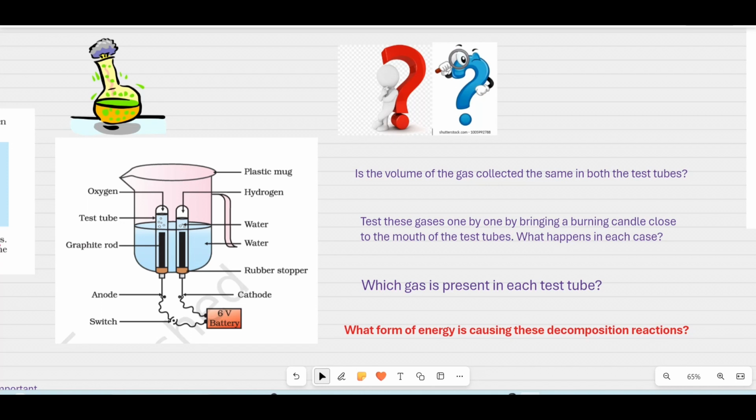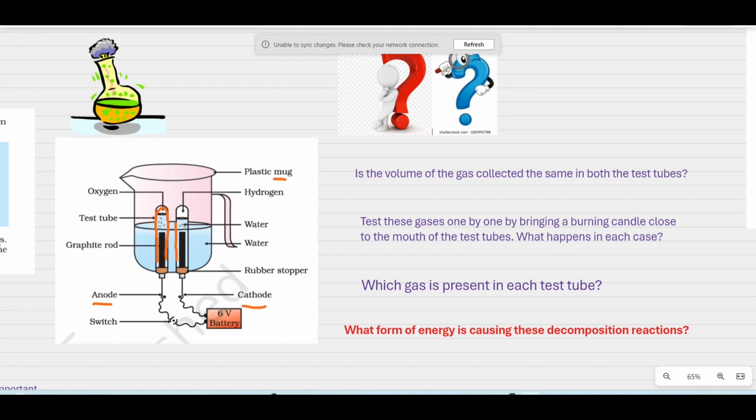Fine. How do we do this experiment? You take water in a mug or a container. They have taken a plastic mug where water is taken, and there are two electrodes. One is the anode and the second electrode is the cathode, and both are connected to a 6-volt battery by using a switch, and there are two test tubes used to cover the cathode and anode. This is one test tube and there is one more test tube.